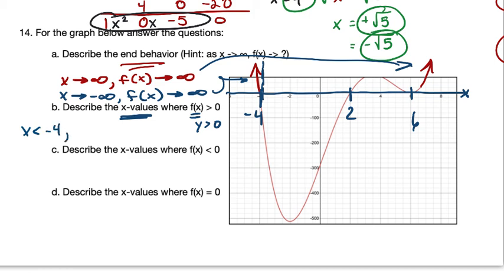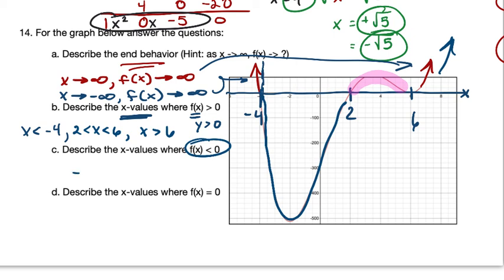Then I'm also above it between the 2 and the 6. So let's trap it between 2 and 6. And then also when I'm bigger than 6. That's this wing out here at the end. So those are the regions I'm above it. Where am I below it? Well, I'm below in this region, everything between negative 4 and 2. And that's it. It's the only time this thing's ever below, so only x's in that region ever give me negative y values.